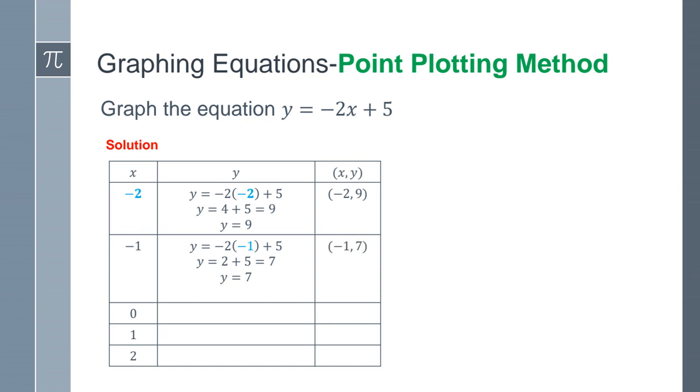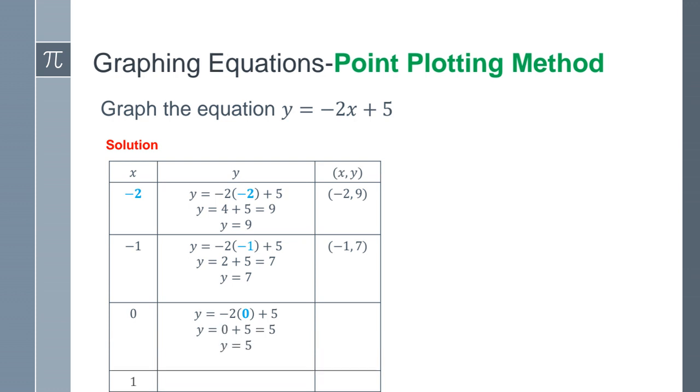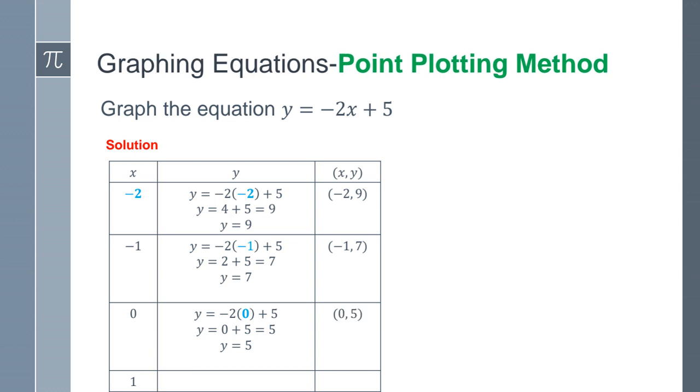Then let's go ahead and try 0. So we have a -2 times 0 plus 5. -2 times 0 is 0. 0 plus 5 is 5. So our y value is 5. Our ordered pair is 0, 5.